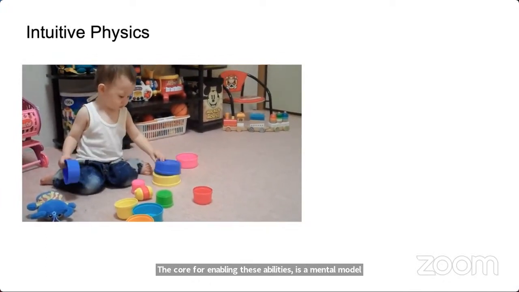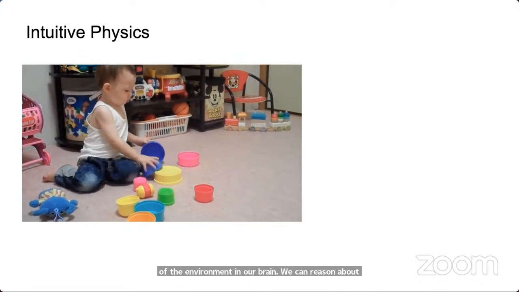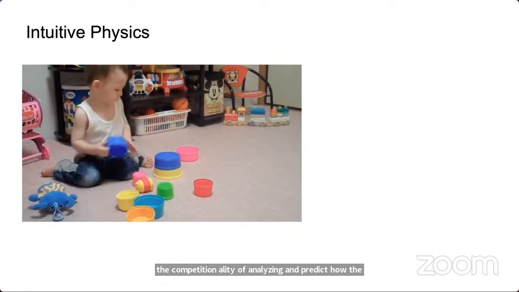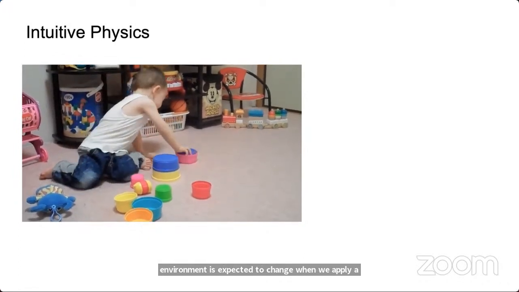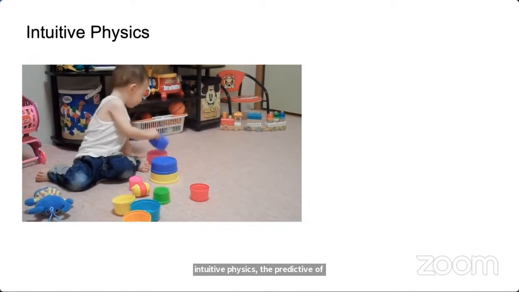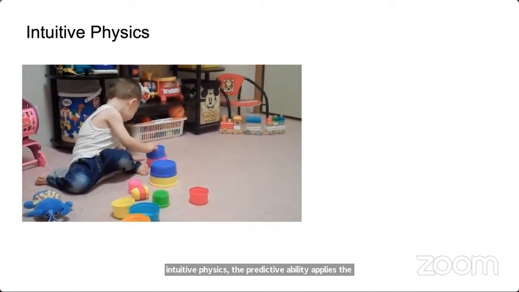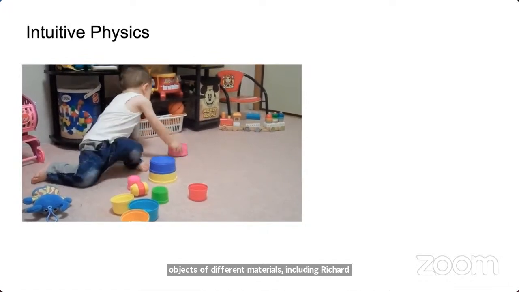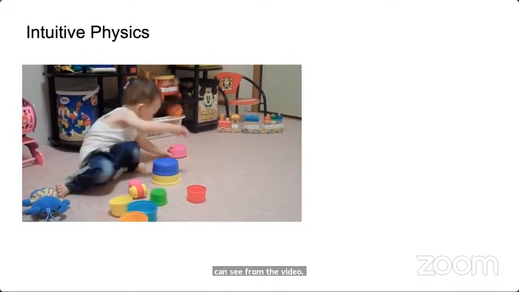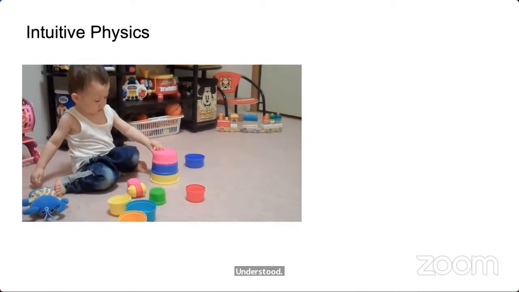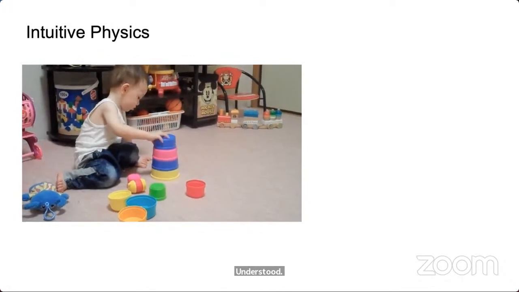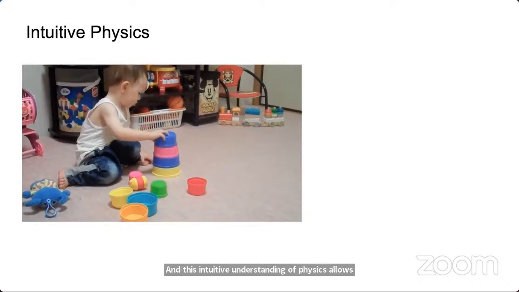We can reason about the compositionality of the underlying thing and predict how the environment is expected to change when we apply a specific action, which we refer to as intuitive physics. The predictive ability applies to objects of different materials, including rigid bodies, deformable objects, and fluids. Like what you can see from the video, the baby understands the physical interactions between the objects and can predict whether the tower will be stable or not after placing the cylinders one on top of another. And this intuitive understanding of physics allows the baby to make a stable tower.